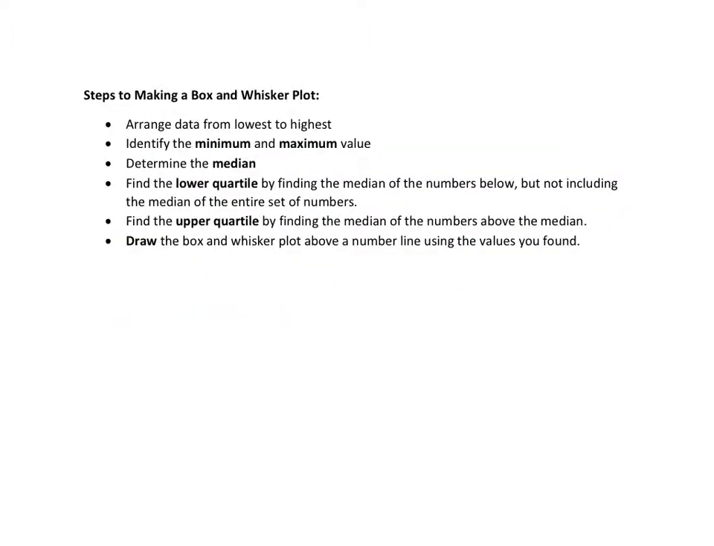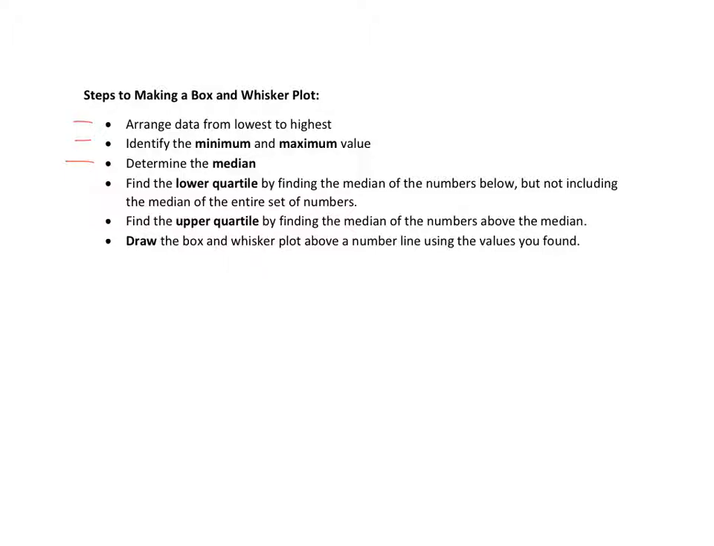These are the steps to making a box and whisker plot. So just like a number of the things we've done before, it's important to arrange the data from lowest to highest, and then we can pick our minimum and maximum values right away. So there's 2 of the 5 numbers that we need, and then we can find our median either by circling the middle number or taking the 2 middle numbers and adding together and dividing by 2.